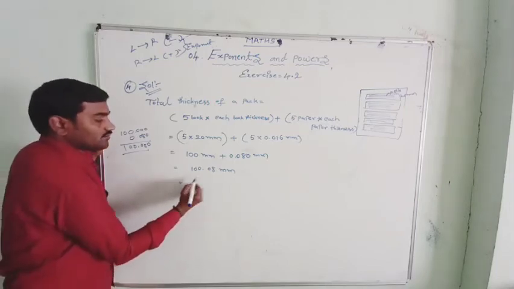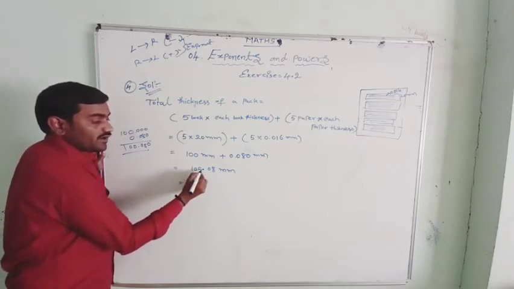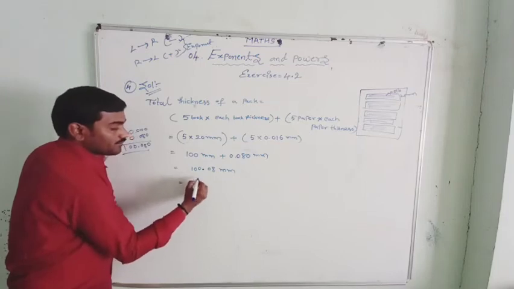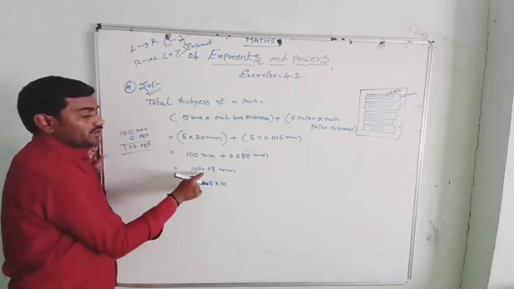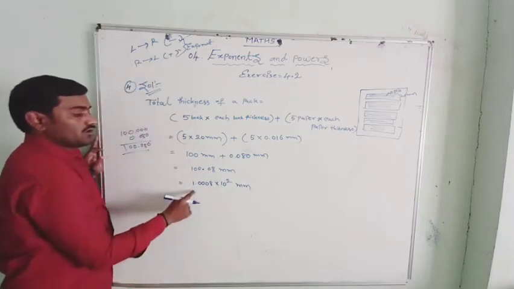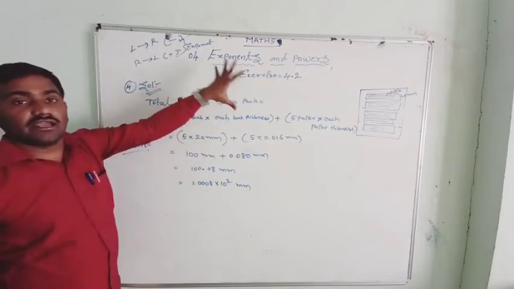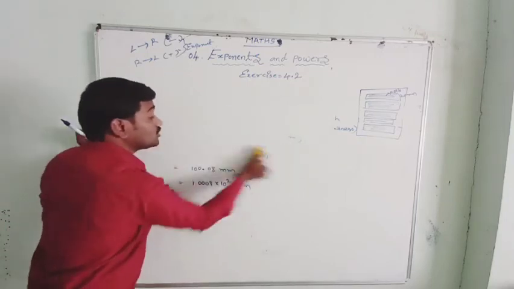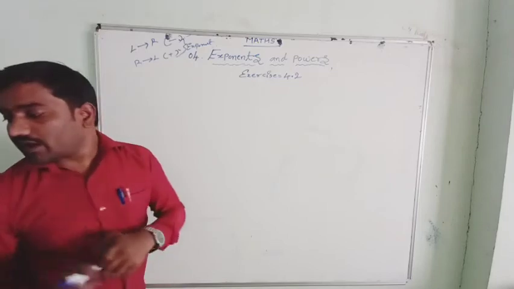If you want to write this in the standard form, just move this decimal point from right to left till here. See, it is in the non-standard form. It is 100; it should be less than 10 and greater than or equal to 1. This decimal point is moving 2 digits, giving 1.0008 into 10 to the power of n. It is moving from right to left, so we have to get a positive number. How many digits? 2 digits. So 1.0008 into 10 to the power of 2 millimeters. So this is the thickness of a pack. In that pack there are 5 books and each book contains 5 papers, each paper with a thickness of 0.016 millimeters. And there is the last question, question number 5.